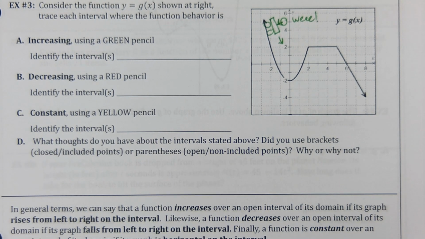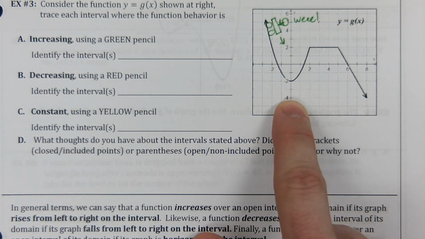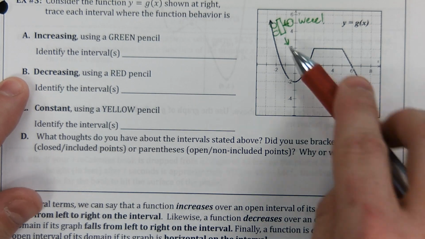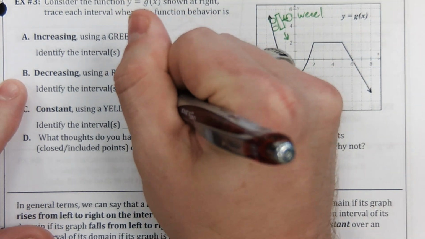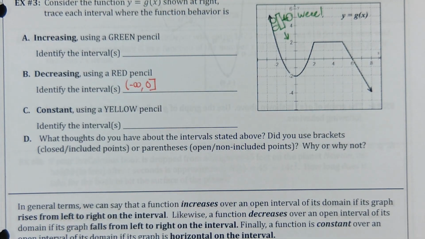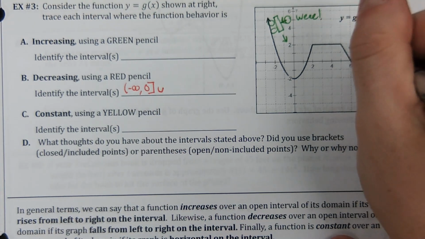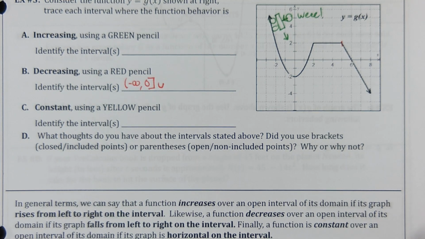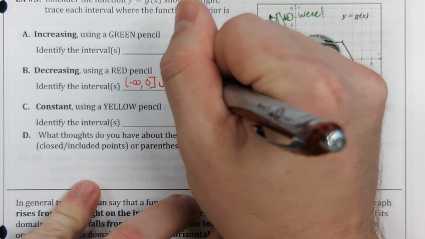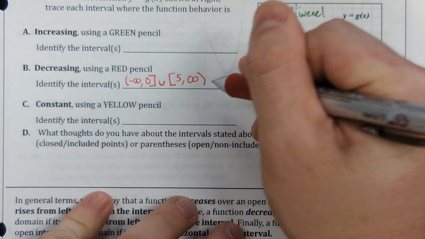So let's talk about where it's increasing. Well, you've already told me that it's decreasing here. Decreasing is red. So it starts out here at negative infinity and goes up to 0. And we have to bracket where it changed. Is that the only time that it's decreasing? No. Since I have the red pen in my hand, I'm going to go ahead and finish this one. The next place where it begins decreasing is here at x equals 5. And this arrow that heads to the right tells me as I go to the right, my graph never stops going down.